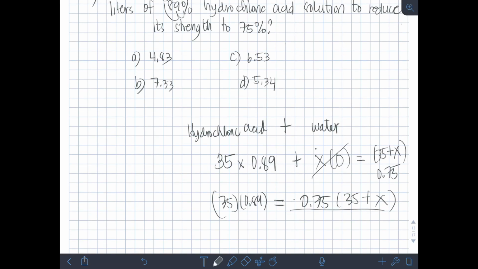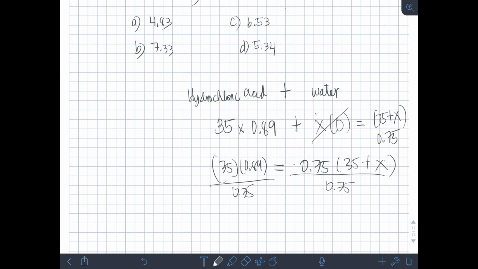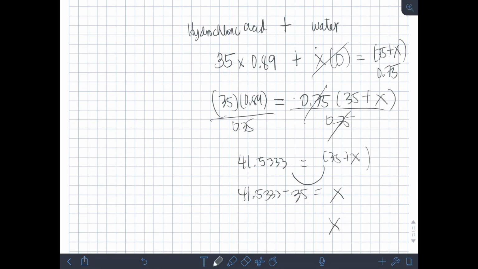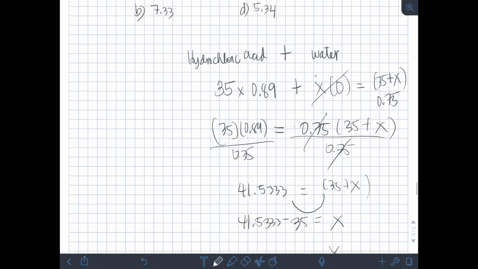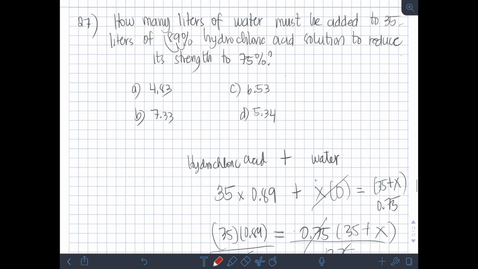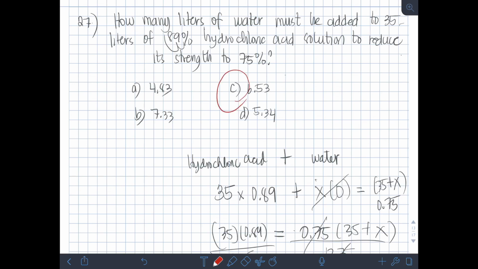Okay, so divide natin both sides by 0.75. Actually, pwede nyo na lang itong i-shift solve. Pero pakita ko na rin. We have 41.5333 equals 35 plus x. Then, transpose si 35. So, 41.5333 minus 35 is equal to x. So, therefore, x is equal to 6.53. So, the answer is letter C.